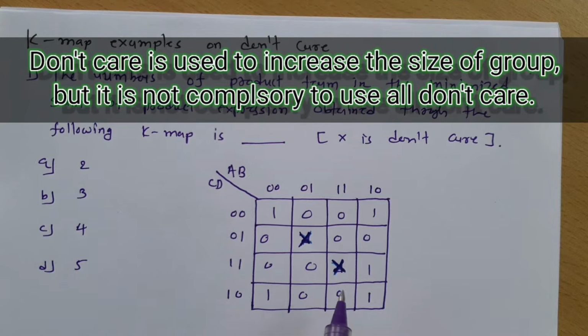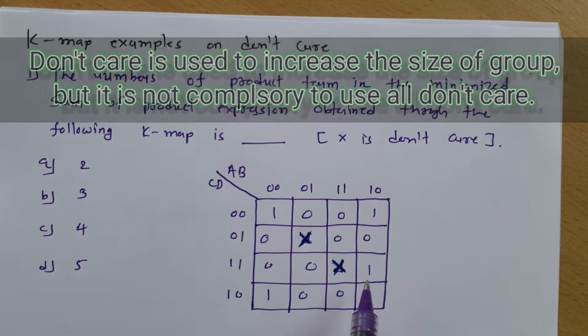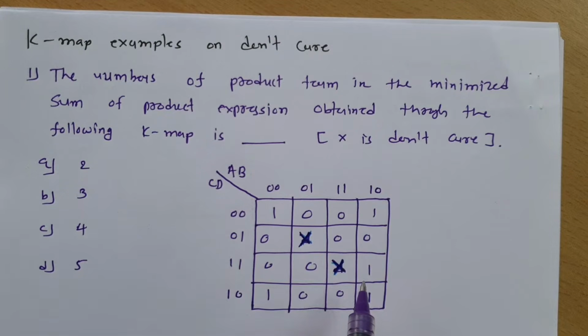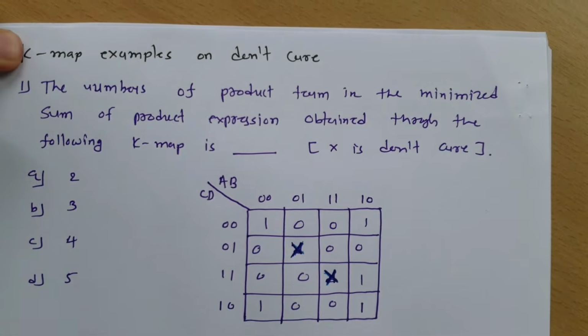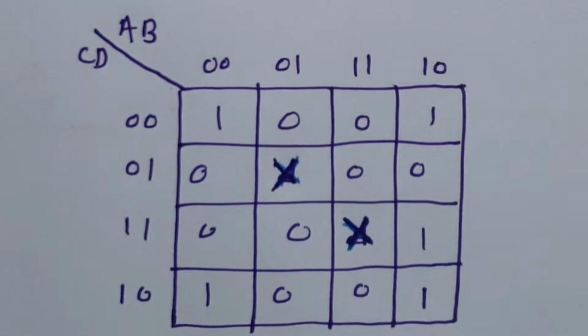Again, remember this: you can use don't care to increase the size of the group, but it is not compulsory to utilize all don't cares. While for ones, we need to cover all ones. It is not compulsory to cover all don't cares, but don't care can be used to increase the size of the group. This is what we need to keep in our mind. Now let us solve this example so it will be more clear.